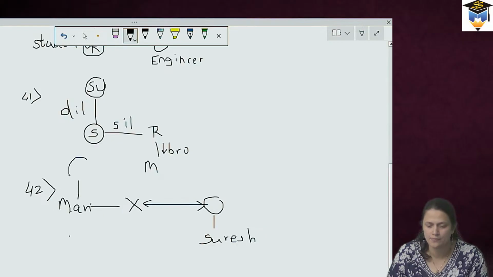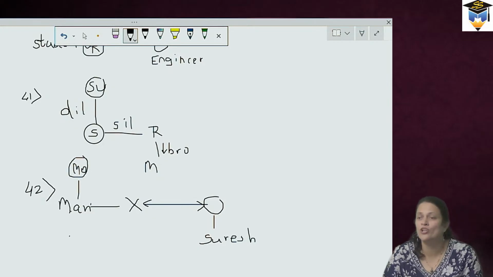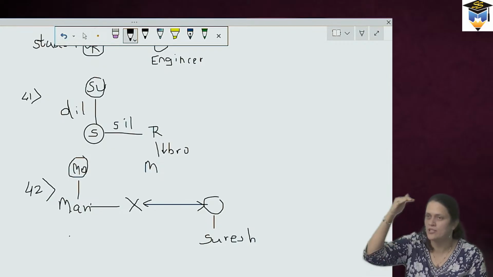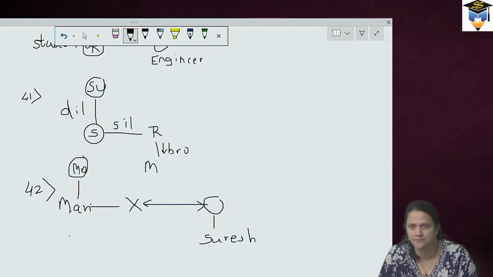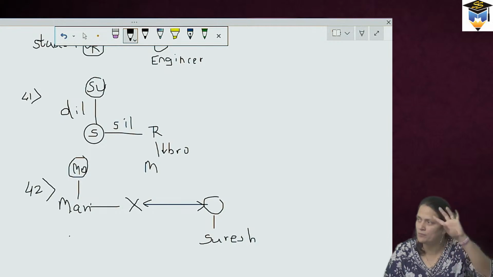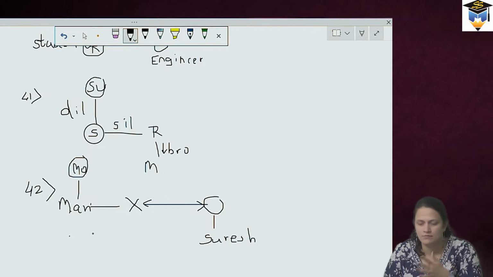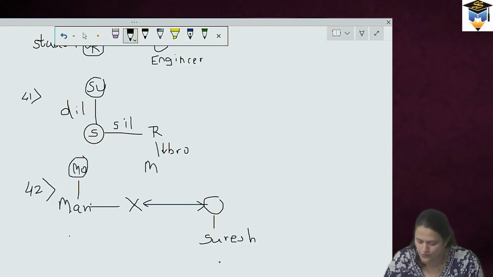One level up is his mother. Now it will be easier for you to understand. And always remember, generations you have to place correctly. So mother will be up, the man has a wife whose son is Suresh. So Suresh will automatically be the man's son.